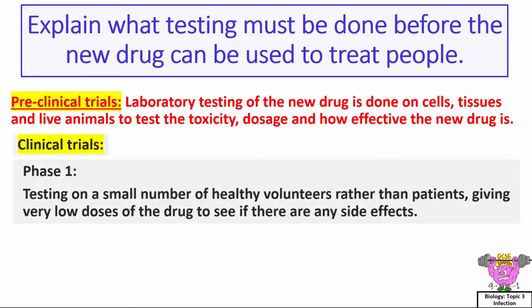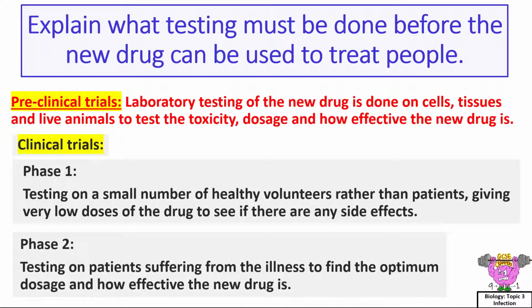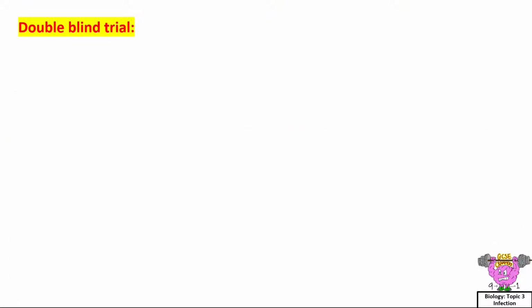Phase 1. Testing on a small number of healthy volunteers rather than patients, giving very low doses of the drug to see if there are any side effects. And Phase 2. Testing on patients suffering from the illness, to find the optimum dosage and how effective the new drug is. If this stage is successful, they move on to the double-blind trial.